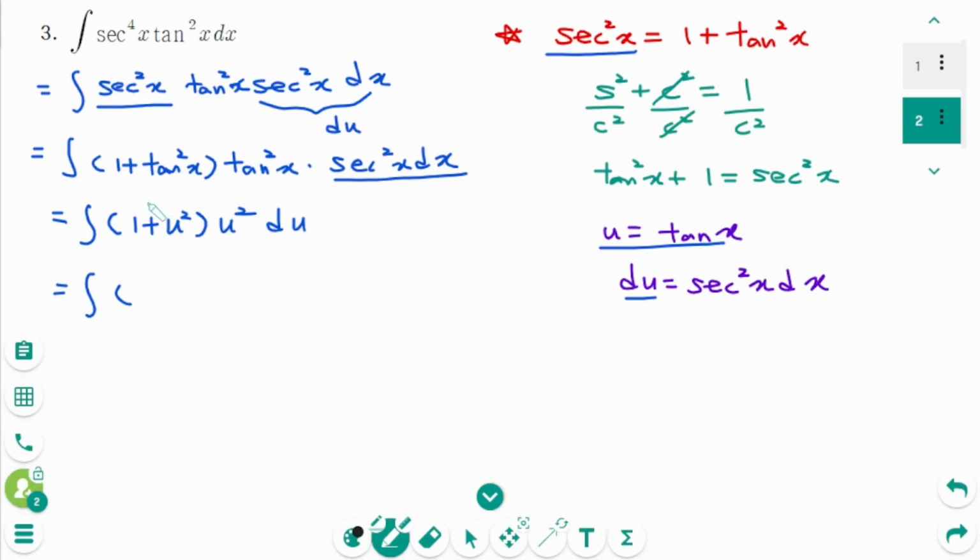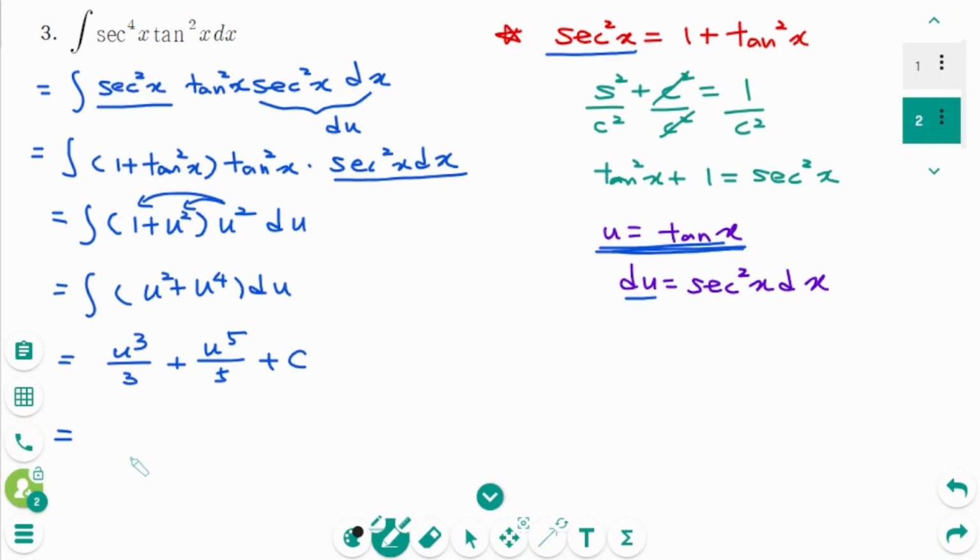Expand u squared plus u to the power of 4, then du, and integrate u cubed over 3 plus u to the power of 5 over 5 plus c. Then u was tangent x, then tangent cubed x over 3 plus tangent to the power of 5 x over 5 plus c.